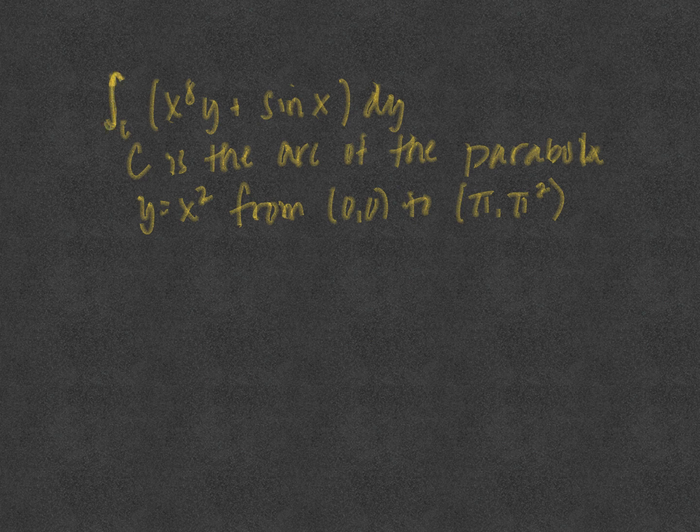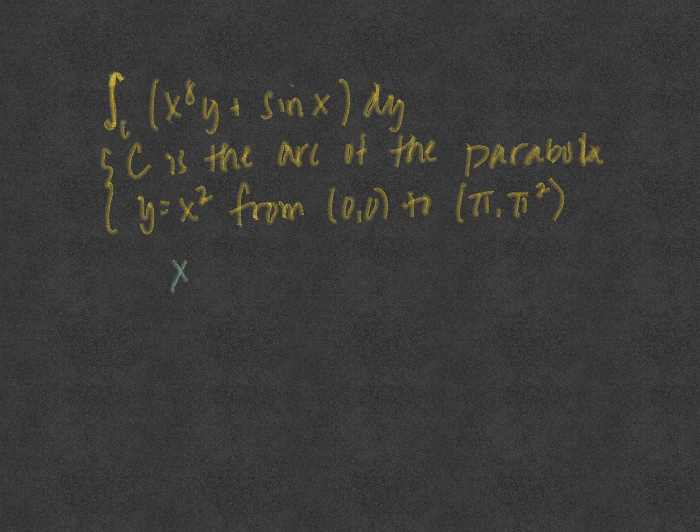So this problem says to integrate over the curve, and we're integrating x to the 8th y plus sine x with respect to y. Now this is a line integral because instead of being given bounds like 3 to 5, we're given a curve as our bounds. And the curve is the parabola y equals x squared from 0, 0 to pi, pi squared. This is another one where we're not going to want to work in terms of t. So let's look at the fact that we have y equals x squared.